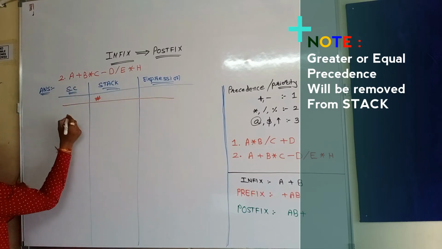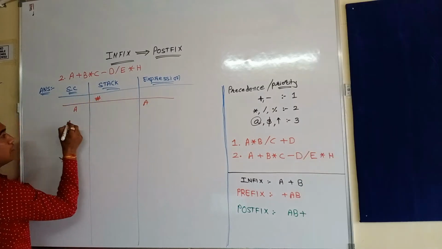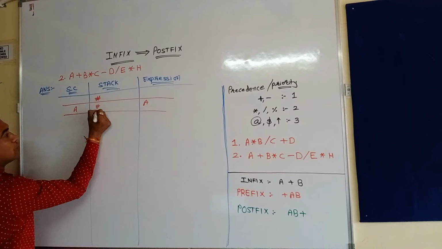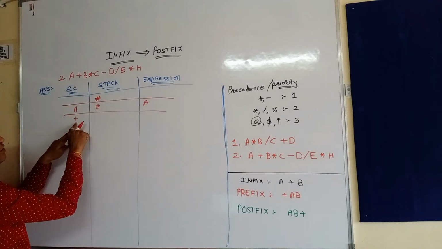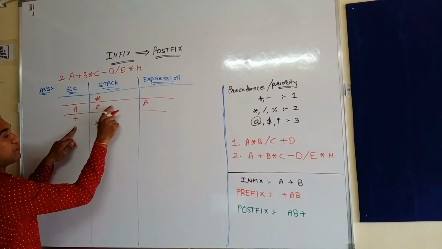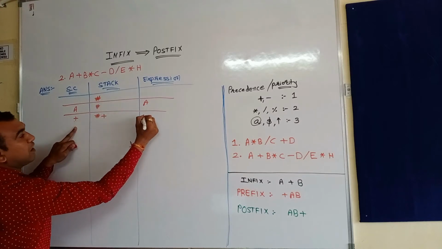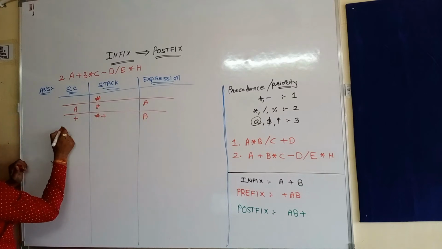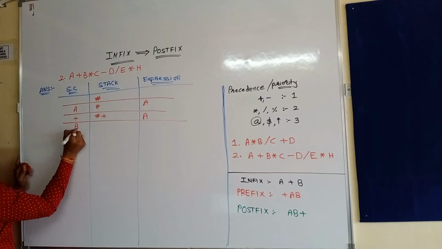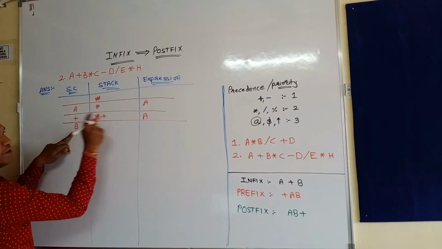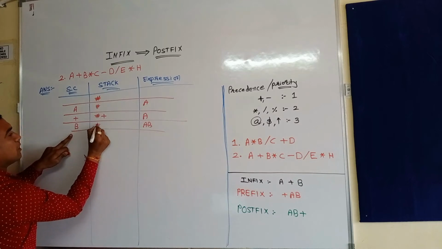We have A. Whenever an operand comes, we directly put it into the expression. So the stack is empty. Then we have plus. Plus operator is compared with the stack, but the stack is empty, so we cannot do a comparison, so plus goes inside the stack. After plus we have B. Whenever an operand comes, we directly put it here, so the stack is again the same.